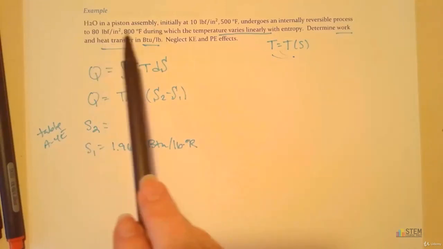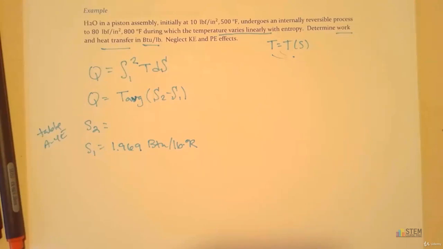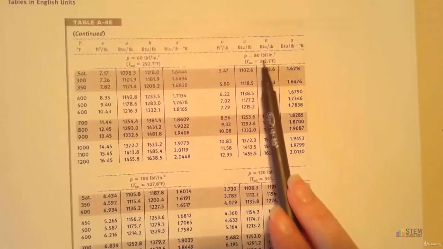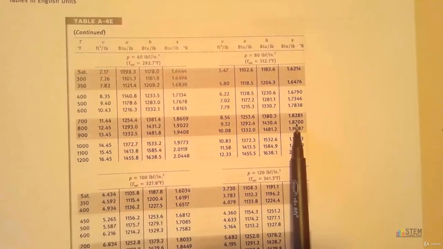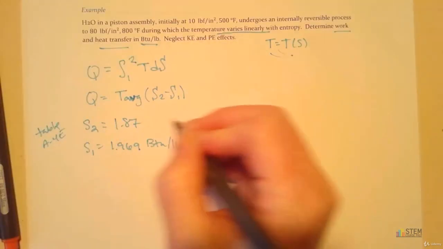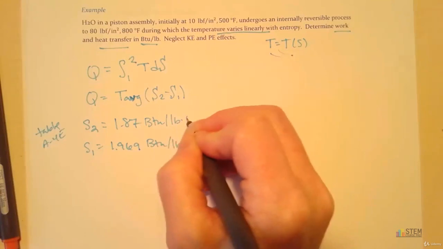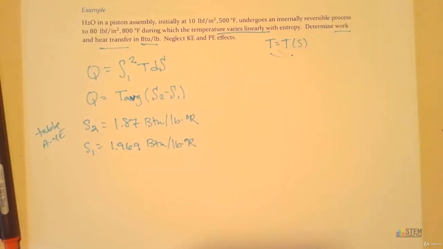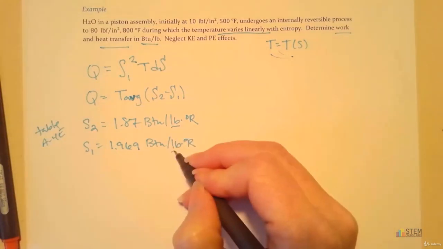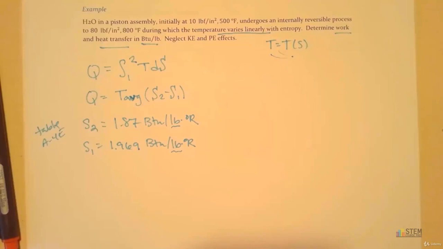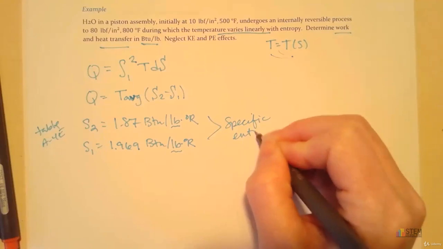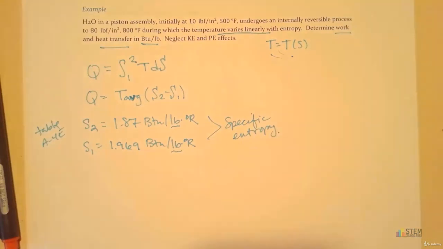Second state, we have 80 psi, temperature is 800. So now, come over here, here's 80, we're at 800. We need 1.87. So now we got 1.87 BTU per pound degree Rankine. All right, so far so good. Remember, this is specific entropy. All right, because that's what's in the table. So make sure you pay attention to that.